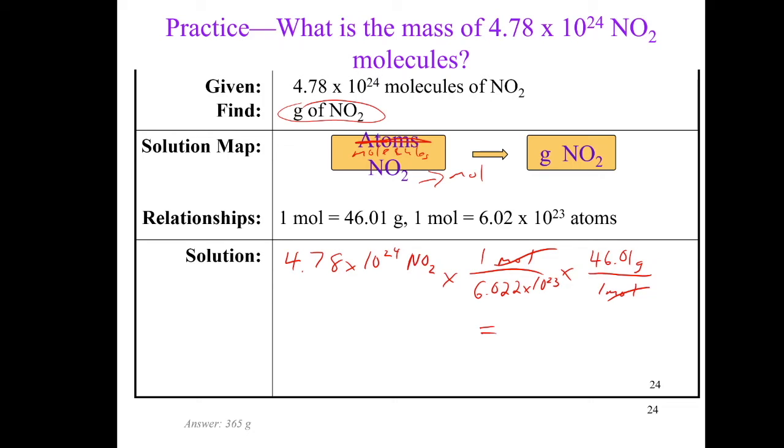And get out my calculator. 4.78 times 10 to the 24th divided by the 6.022 times 10 to the 23rd. Be careful about making sure you use order of operations correctly. Multiplied by 46.01. It's going to give me units of grams of NO2. Get 365.207 with 3 sig figs. That's 365 as we're supposed to get.